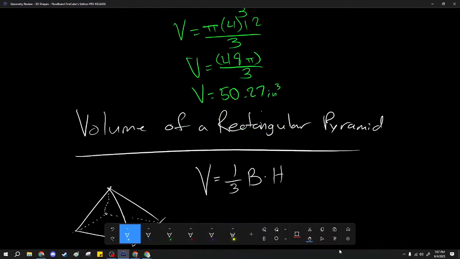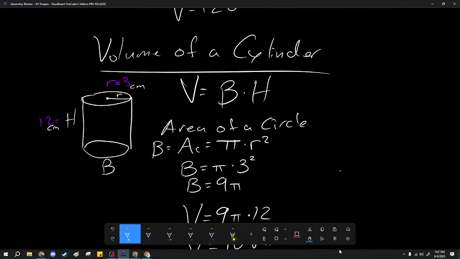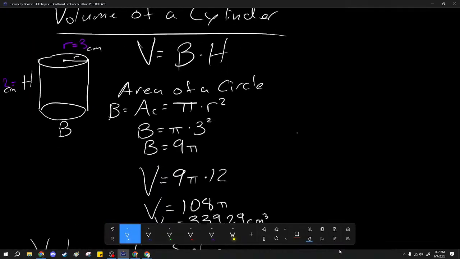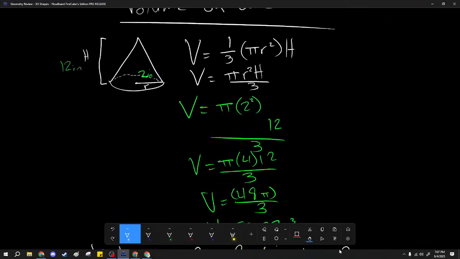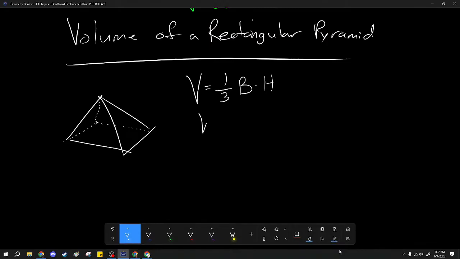The other thing that this looks like is right here: capital B times capital H. That is the same formula as the cylinder and as prisms. The only difference is that we're dividing our result by 3 or multiplying by 1/3. Another way you can write it is volume equals area of the base times the height of the 3D shape divided by 3. So let's go ahead and do an example of that.